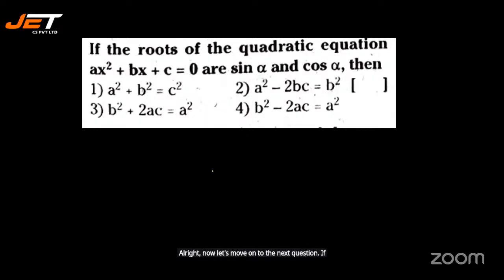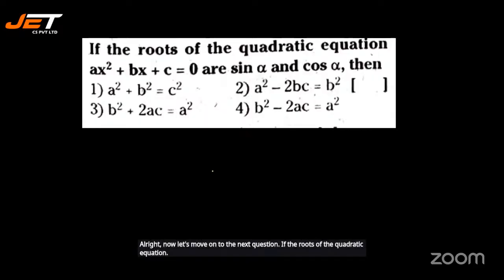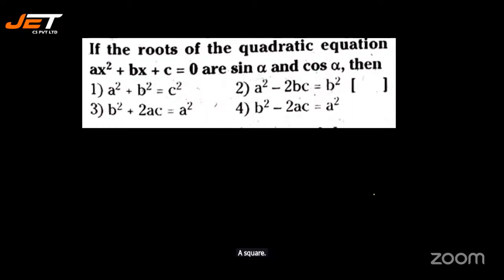If the roots of the quadratic equation ax square plus bx plus c is equal to 0 are sine alpha and cos alpha, then a square plus b square is c square, a square minus 2bc is b square, b square plus 2ac is equal to a square, b square minus 2ac is equal to a square. Okay, so quickly give me the answers.